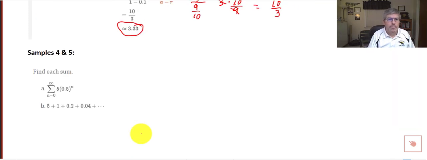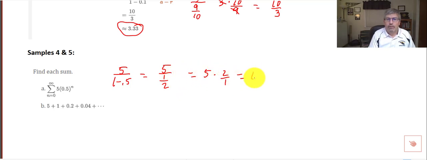Here's a couple more samples. Find each sum. The sum from n equals 0 to infinity of 5 times 0.5 raised to the n. So using our formula, that would be 5 all over 1 minus 0.5. That simplifies to 5 over 1/2. And that equals 5 times 2 over 1, or 10.